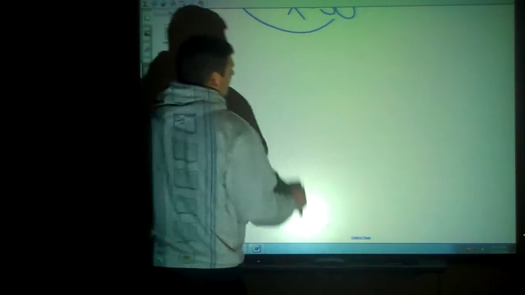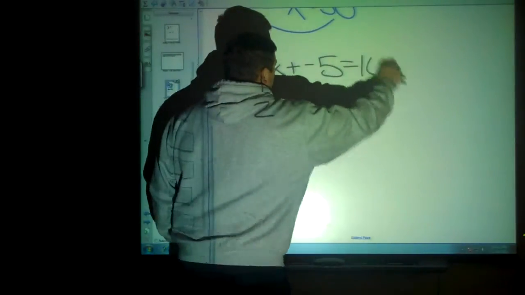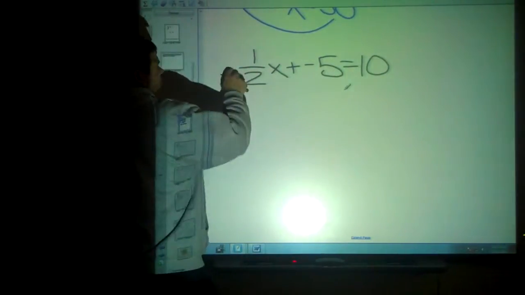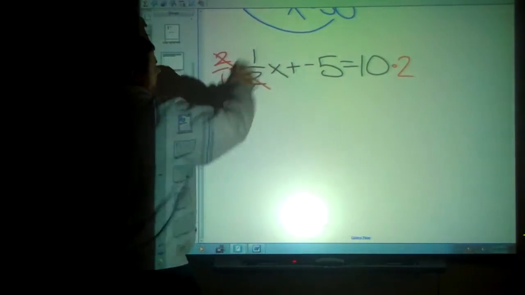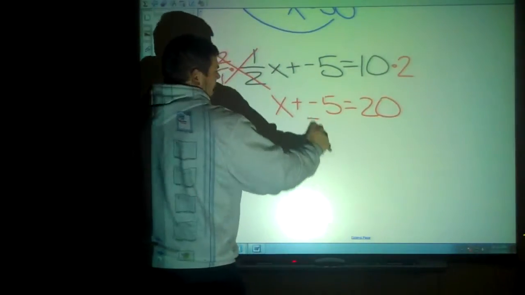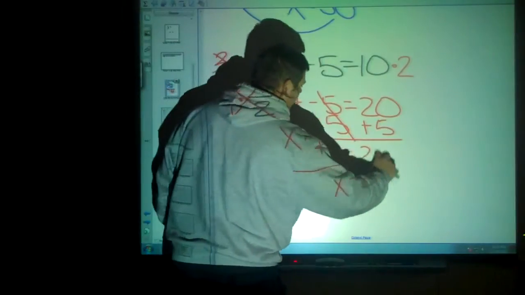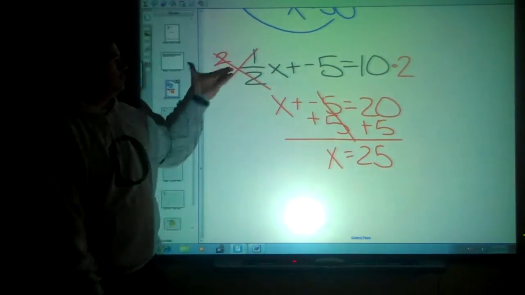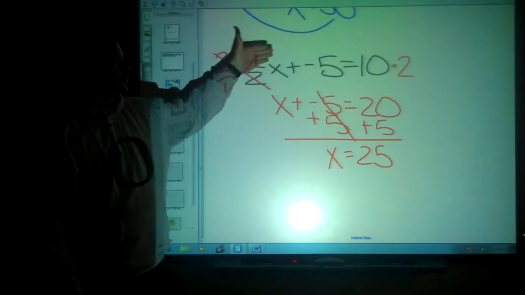1/2 x plus -5 equals 10. This is the wrong method. Multiplying by 2/1, multiplying by 2. Those would cancel. x plus -5 equals 20. Add 5, x equals 25. That's what happens when people do the inverse operation incorrectly, and they take care of the multiplication first instead of this addition or subtraction.